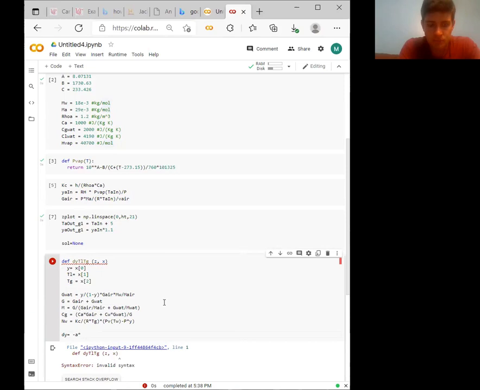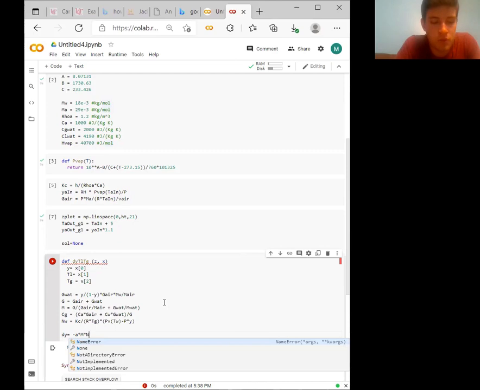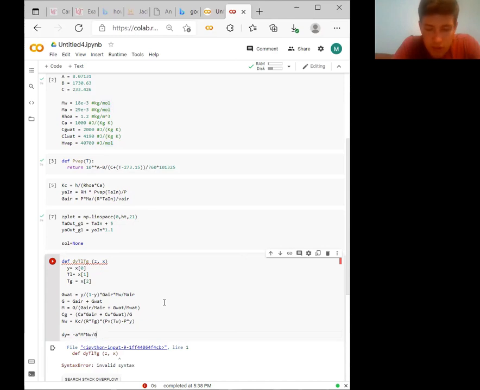Which is just the negative cross-sectional area times the molecular weight times the molar flux of water divided by the molar flow rate of the gas. That was something we already found from part B1.